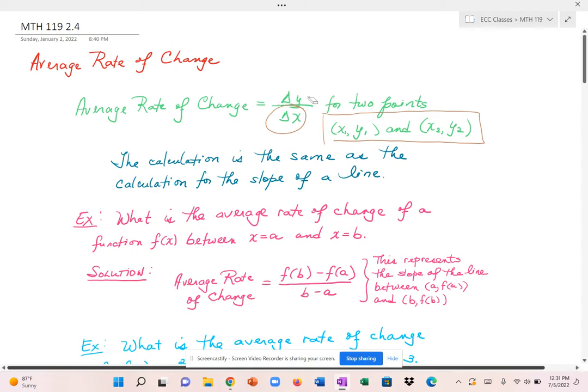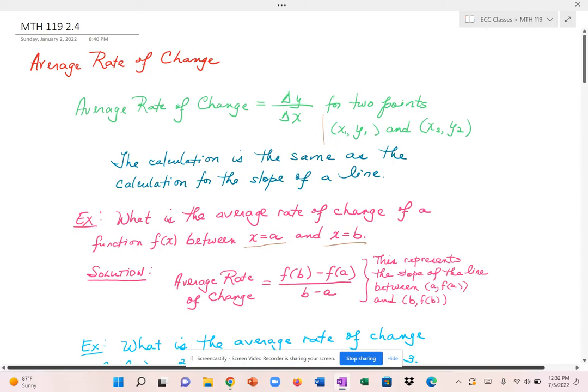So if I asked what is the average rate of change of a function f of x between x equal to a and x equal to b, then that just means that you have to plug in the x values a and b into your function to compute the y values. So the average rate of change would be f of b minus f of a divided by b minus a, which again, if I tie that back to the slope of a line, it would be the slope of the line between the 2 points a, f of a and b, f of b. So it's the same calculation that you have used in the past to compute slope.